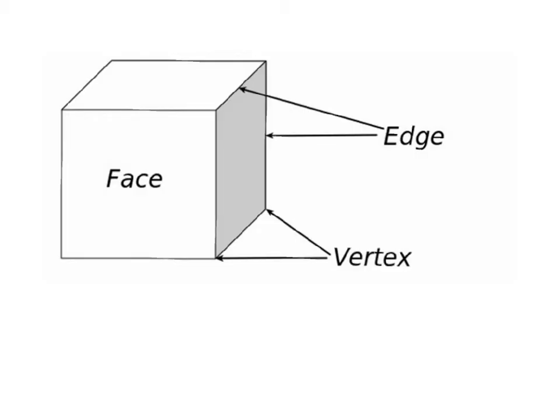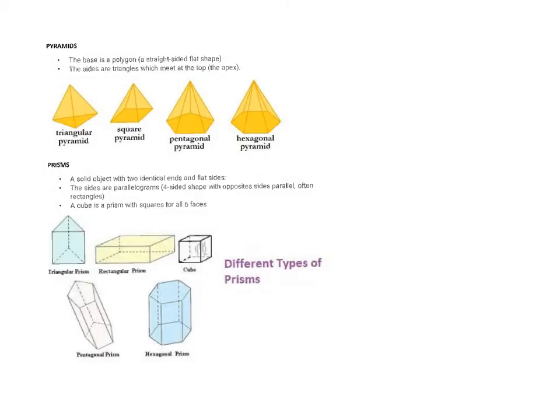When you have a 3D figure or a solid figure, there are 3 parts to it that you need to know. The flat pieces are called faces. The seams are called edges, and the corners are called vertices. We give different names to different types of solid figures.